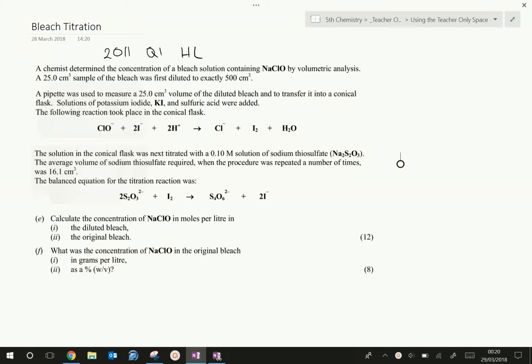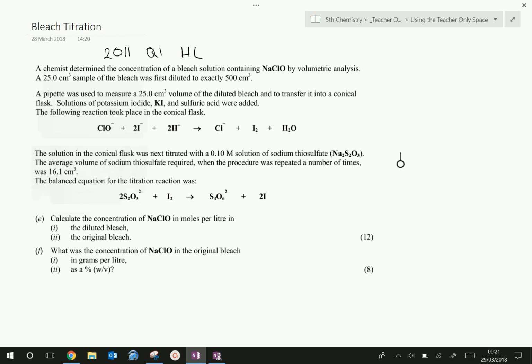In the 2011 higher level paper, for question 1, our titration, we can see that we're given the bleach titration, where we need to find the concentration of hypochlorite in bleach. Now this titration is a little bit more involved in terms of the ratios than the other titration calculations are. So we're just going to go through this step by step and see what we have to do.